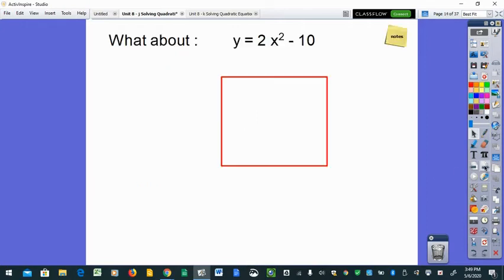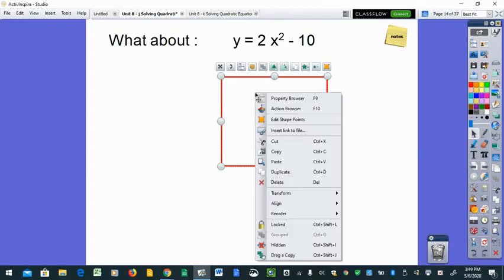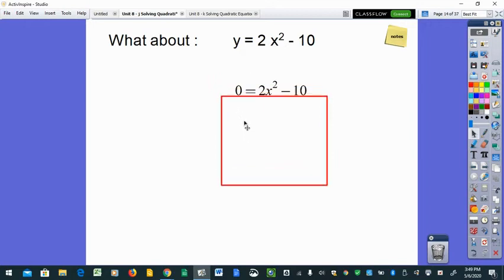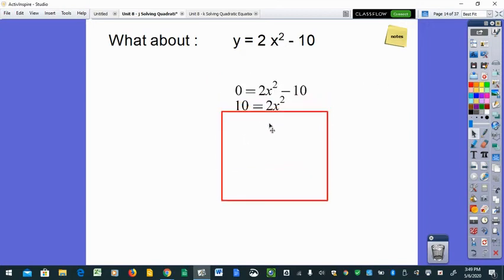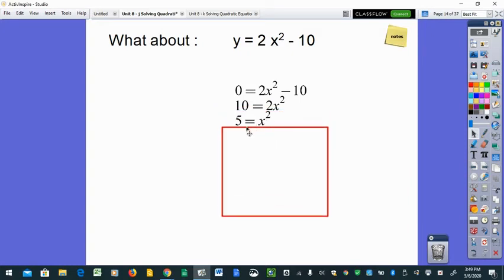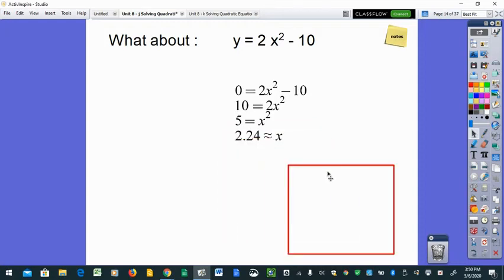Okay, so let's talk about this one. We're getting good at this. We're going to substitute 0 in for y, and we're going to solve the equation. Okay, we're going to add 10 to both sides. We're going to divide by 2. And when we go to take the square root, oh no, 5 is not a perfect square. So we're going to pick up our calculator. We're going to take the square root of 5. We're going to get that to be about, there should be a plus or minus, 2.24.